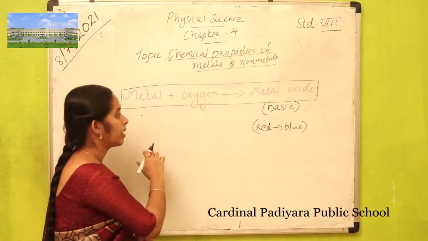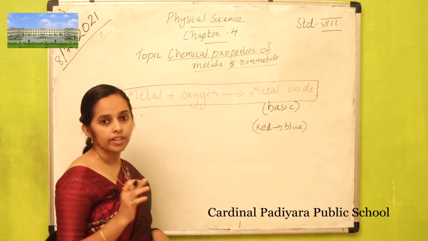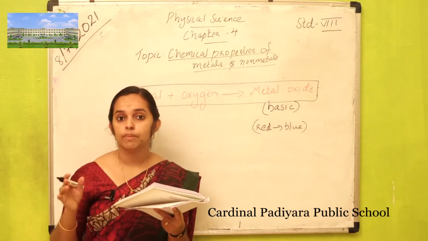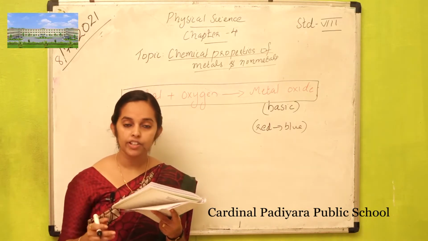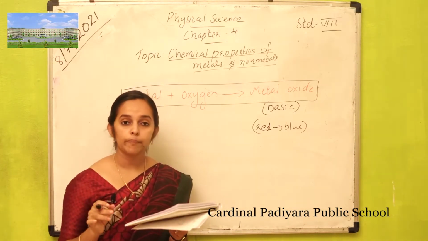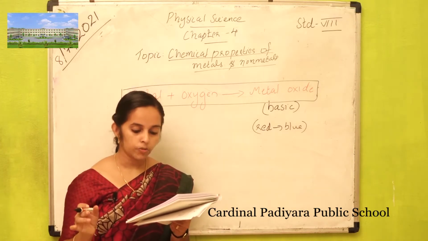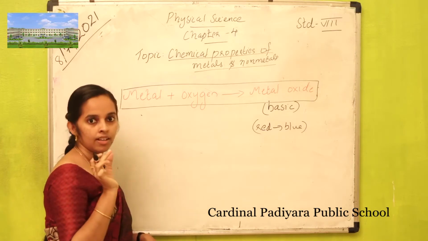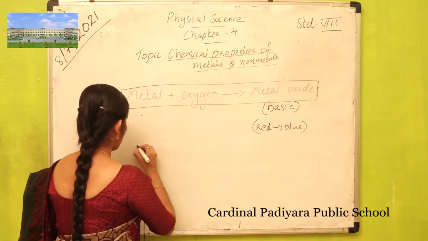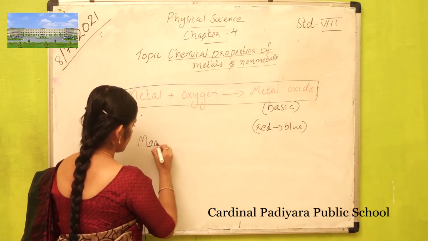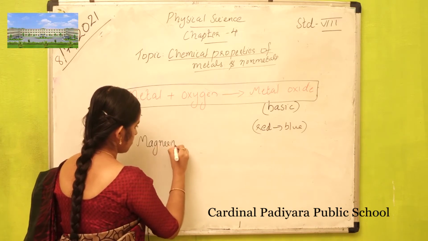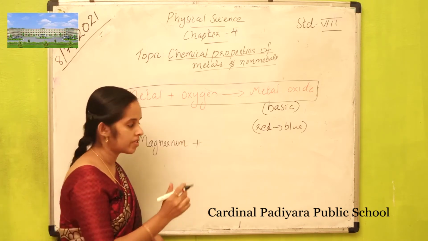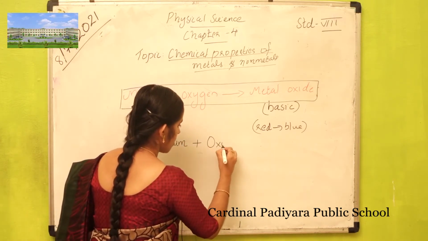Here I am going to take a metal, say magnesium. Magnesium is a metal. Here I am going to burn the magnesium in air. When magnesium burns in air, it combines with the oxygen of air to form magnesium oxide. Here I am taking a metal called magnesium, plus I am reacting it with oxygen.